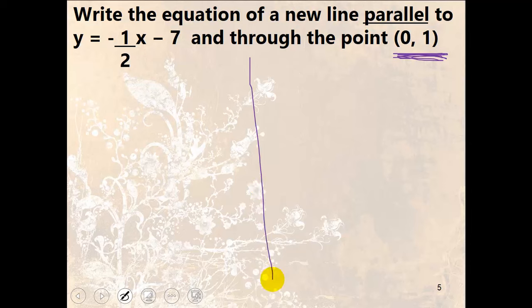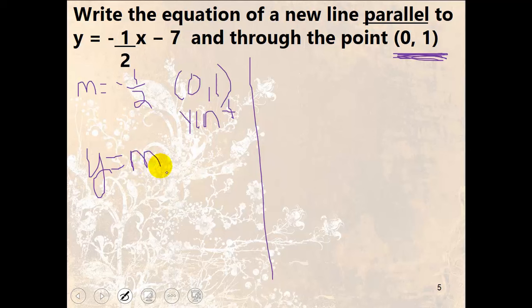I'm going to do this 2 ways. Parallel, so my slope is negative a half. All right, and I'm going through the point 0, 1. I happen to recognize that as the y-intercept, so I'm going to go straight into slope-intercept form, and I get y is equal to negative 1/2 x plus 1.